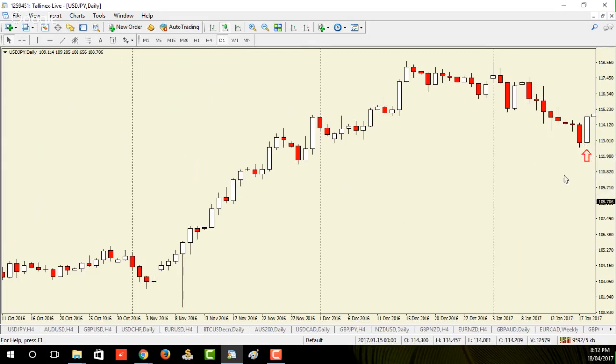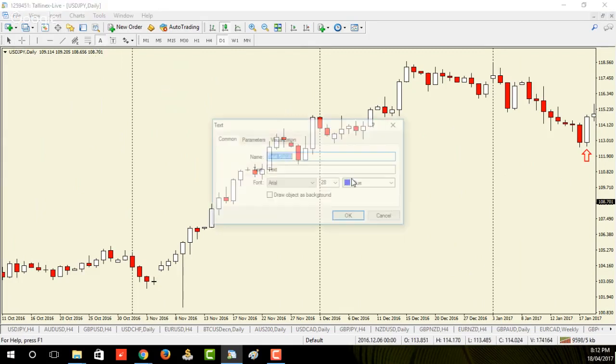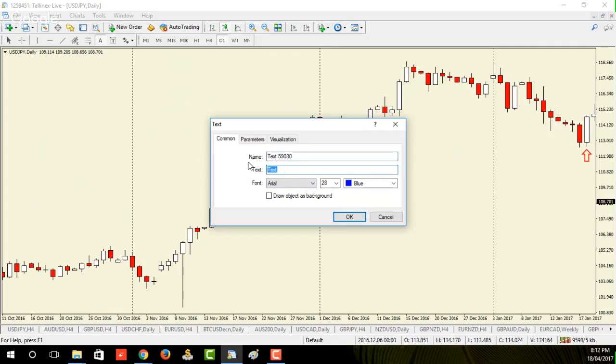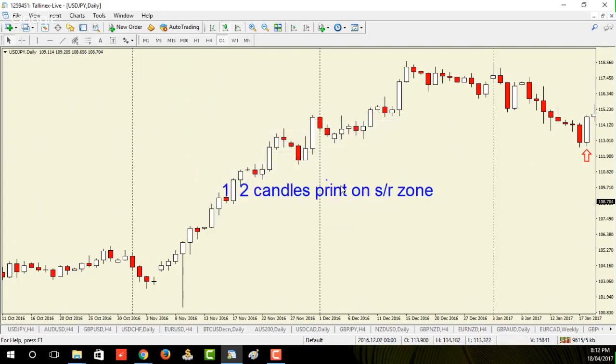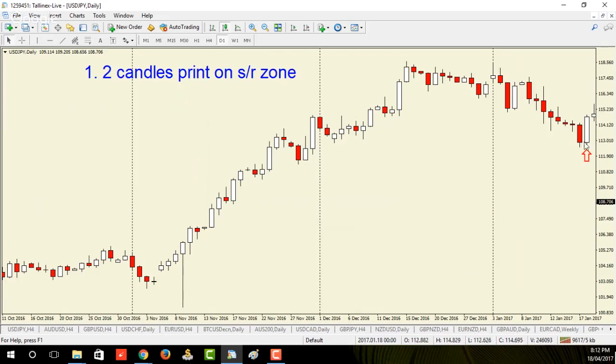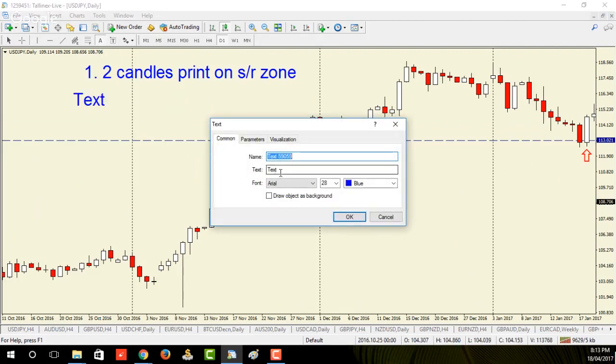And one of the reasons why I like to trade the big shadow, the rules are, and I'll give them to you right now. Two candles print on the support and resistance zone, which we don't really know if that's the case here. It looks like a pretty solid level, if you look at what happened over here. But I haven't scrolled to the left. But that's the first rule. So maybe this one fits.